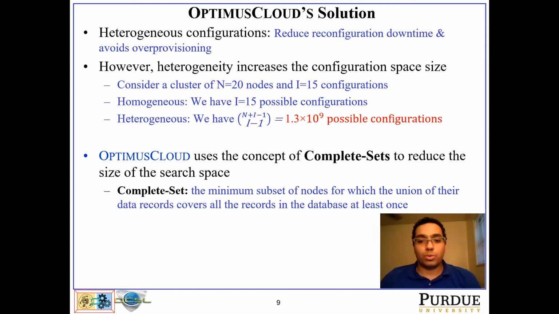to model or optimize. And to solve this problem, Optimus Cloud introduces the concept of complete sets, which we define as the minimum subset of nodes for which the union of their data records covers all the records in the database at least once.